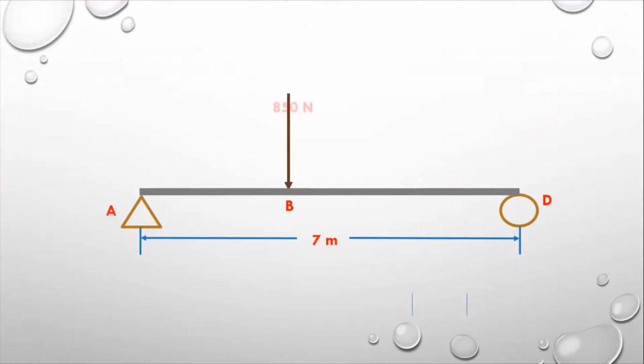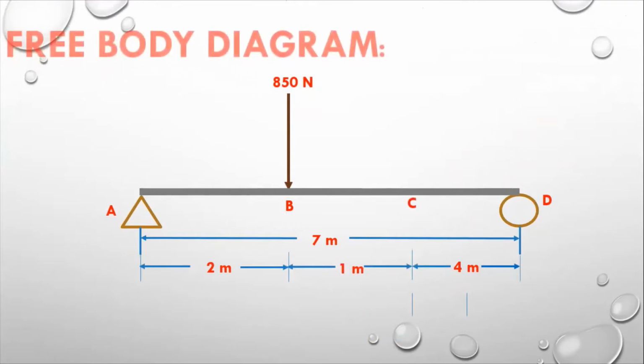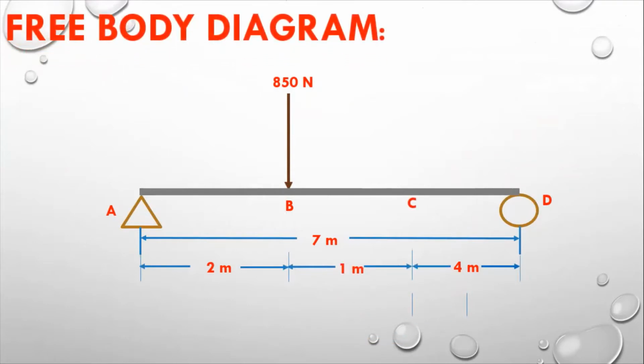So here is the free body diagram. You can see the hinge support, the roller support, and the length of the beam is 7 meters. A, B, C. At B is 850 Newton, we have a point load. Then you can see the span lengths are given, for example the length from A to B, B to C, and C to D. Then we also have the support reactions.